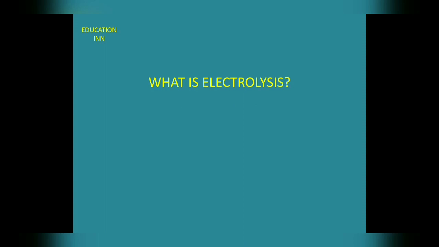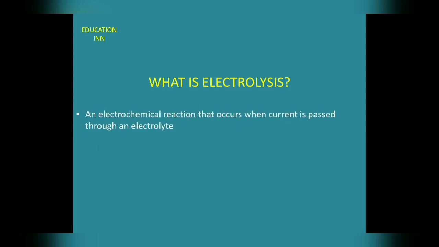Today we will discuss electrolysis, or the working of an electrolytic cell. What is electrolysis? Electrolysis is an electrochemical reaction that occurs when current is passed through an electrolyte. The electrolyte, when current is passed through it, ionizes into ions.